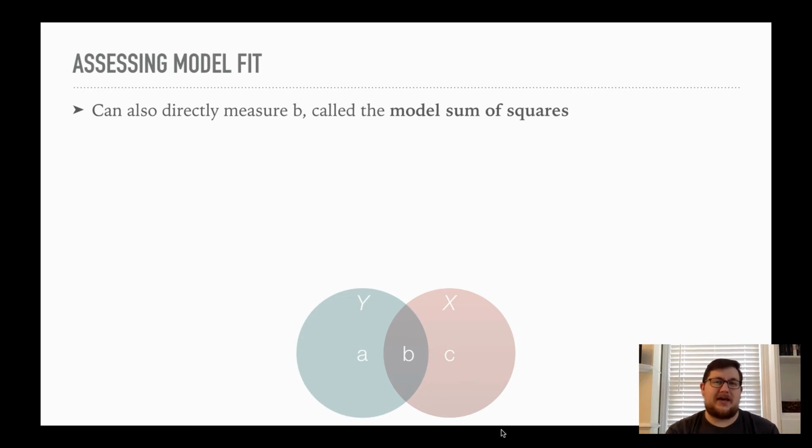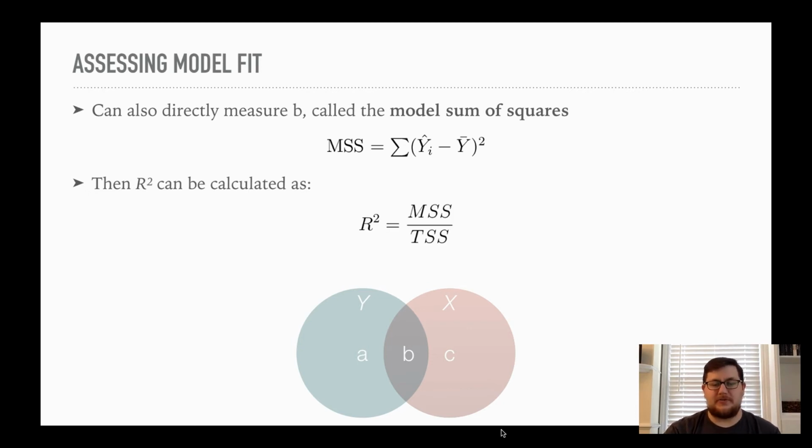Now, there's another way to calculate this. I'm not going to worry you too much with this, but I'll show it to you. We can directly measure B, and that's called the model sum of squares. So we can directly measure the size of this. It's a little less straightforward. It's just the predicted value of y minus the mean, square that, and sum that all up. That's it. Don't worry too much about why that's the case. I think it's more straightforward to think of R squared in the other terms. And then R squared is just the model sum of squares divided by the total sum of squares.